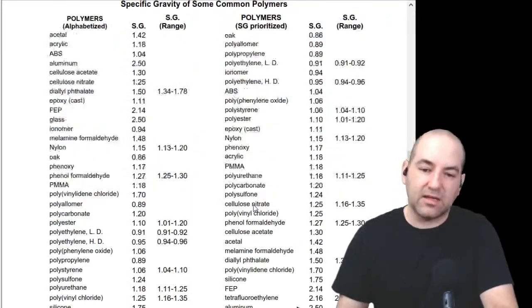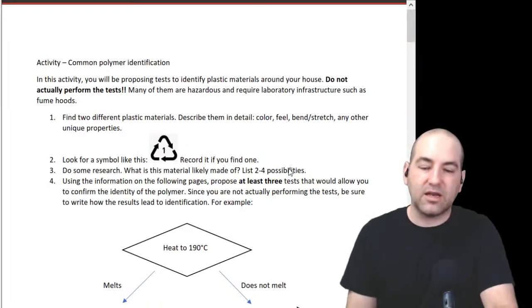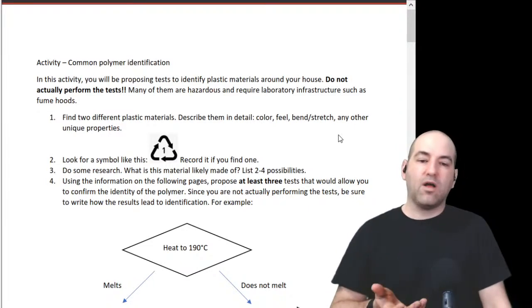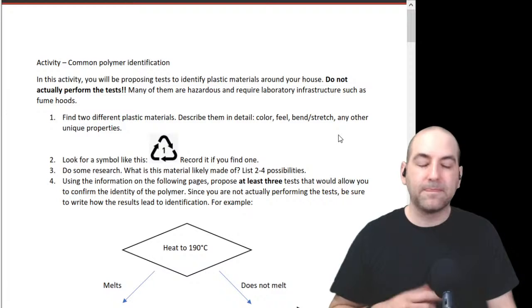So that's the idea. It doesn't have to be perfect, and I don't want you to actually do it, but I just want you to think about how you can identify what an unknown polymer sample might be, and then how you can do some physical tests to confirm that.